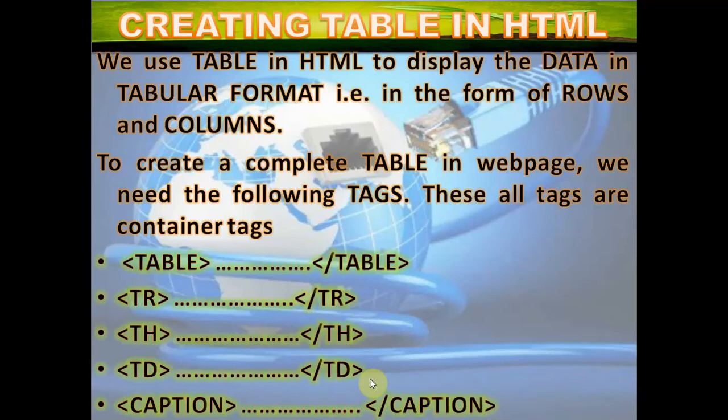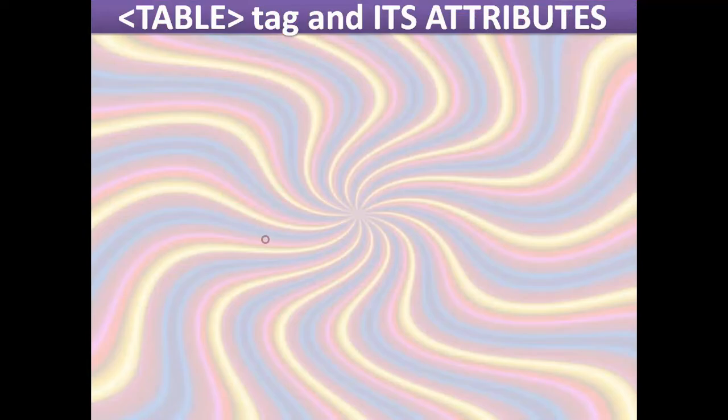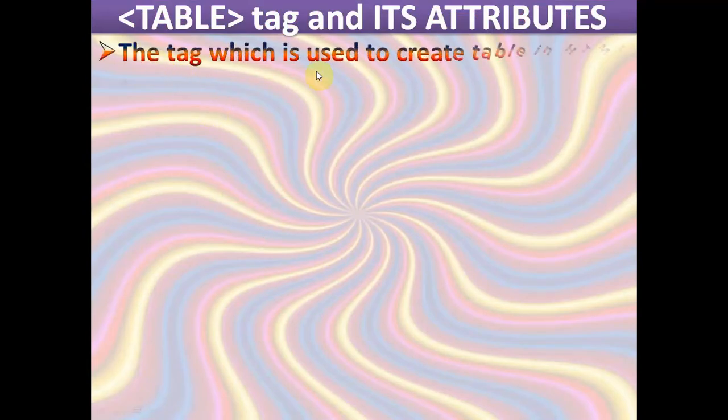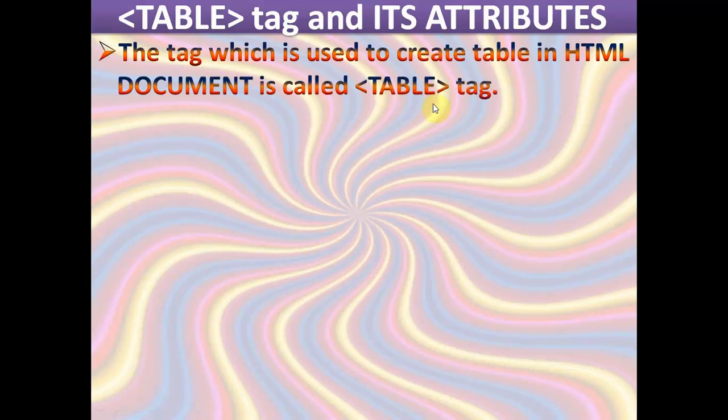Caption means after creating our table, we give the caption of the table, like why we have created the table, like student information, like result sheet, why you have created the table. You will understand while watching the practical portion in Notepad. Now next, table tag and its attributes. The tag which is used to create a table in an HTML document is called the table tag.